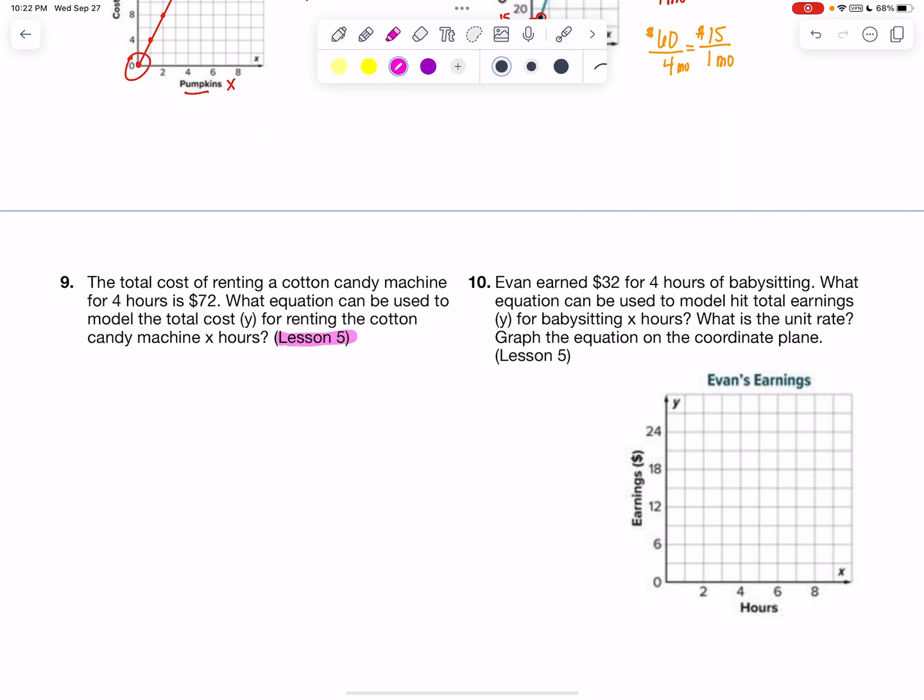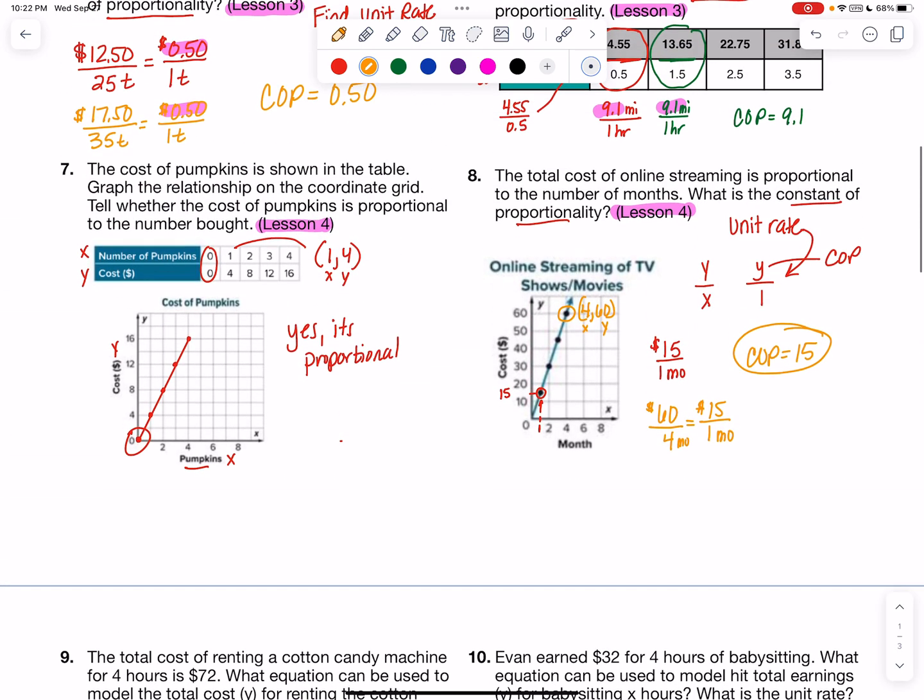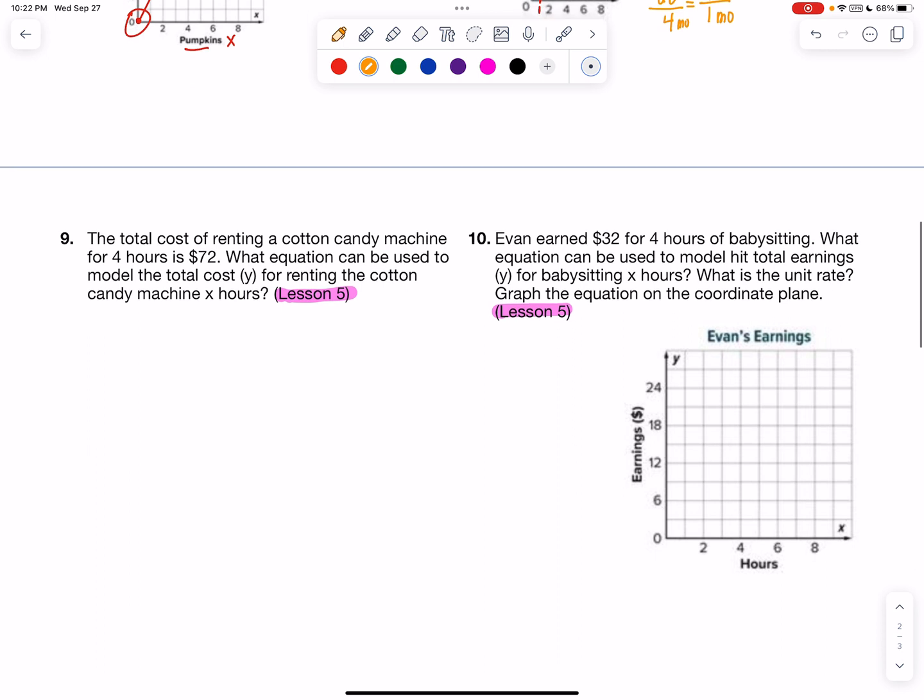Okay, all right, on to the next one. Here we go, lesson 5s. Okay, so let's see what lesson 5s are about. The total cost of renting a cotton candy machine for 4 hours is $72. What equation can be used? Okay, so now we're making the equation for the proportional graph.